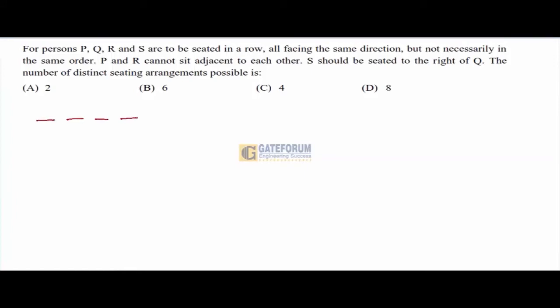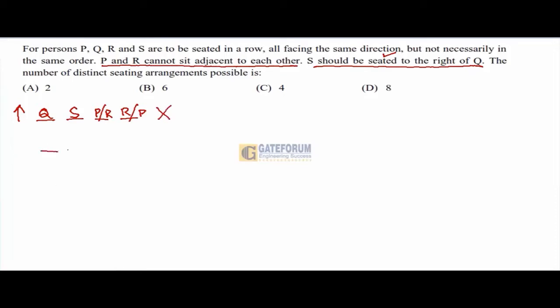4 sitting arrangements. These are the two criteria: P and R cannot sit adjacent to each other, and S should be seated to the right of Q. Let us take this criteria first. And by the way, this is the direction that they are all facing. Let us suppose Q is here. S is to the right of Q, so S can be there. So then either P is here and R is here, or else R is here and P is here. But none of this is possible because P and R cannot sit adjacent to each other. So this case is nullified.